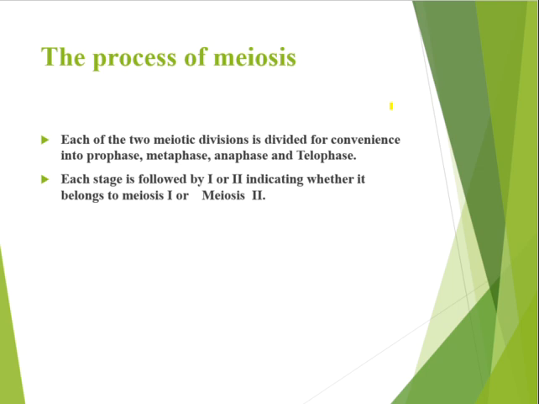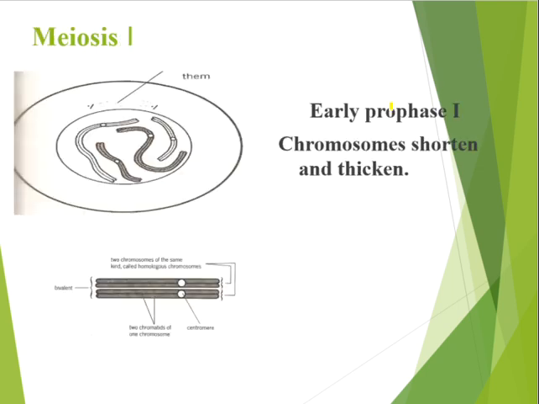Then the process of meiosis: each of the 2 meiotic divisions is divided for convenience into prophase, metaphase, anaphase, and telophase. Each stage is followed by 1 or 2 indicating whether it is meiosis I or meiosis II. Let's look at meiosis I.